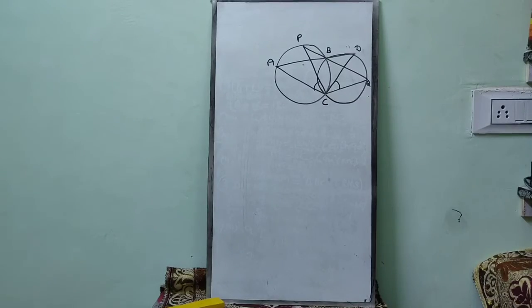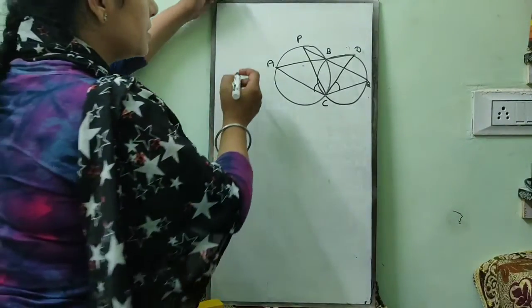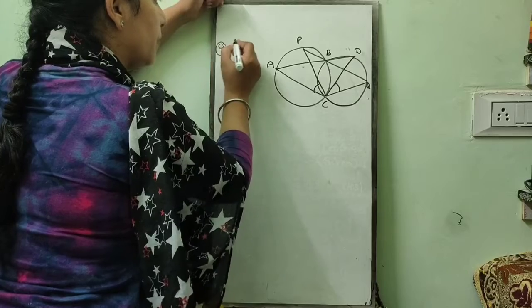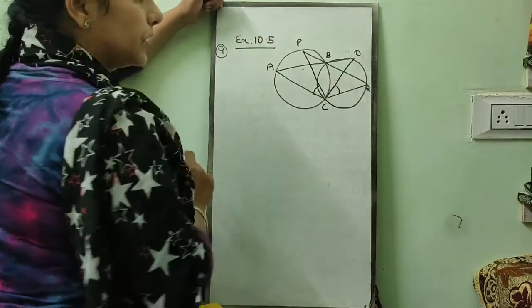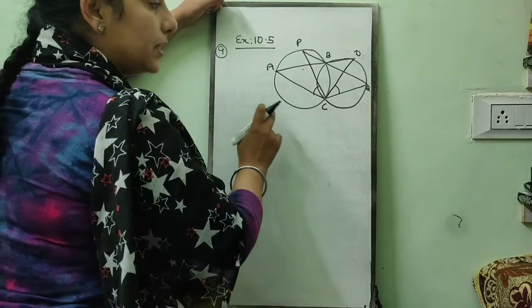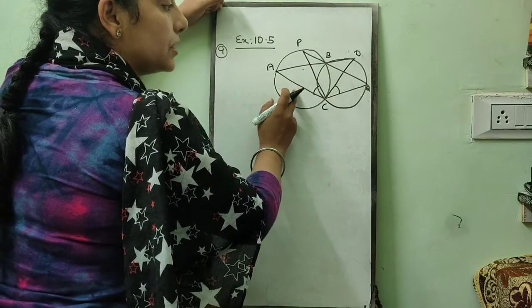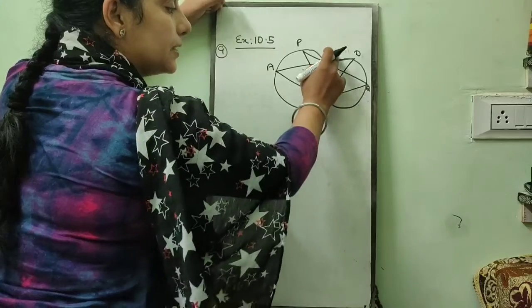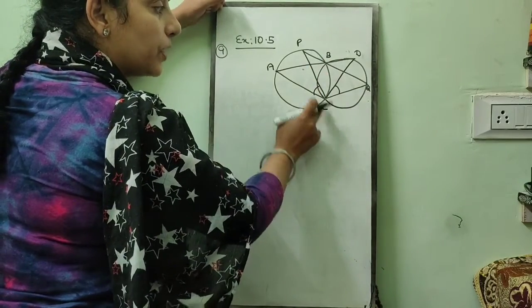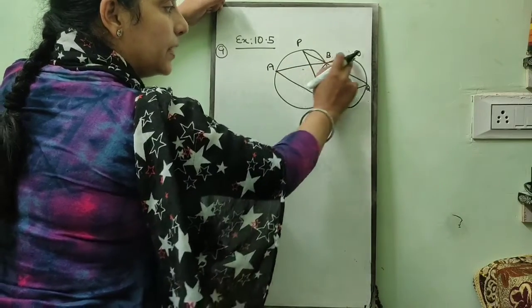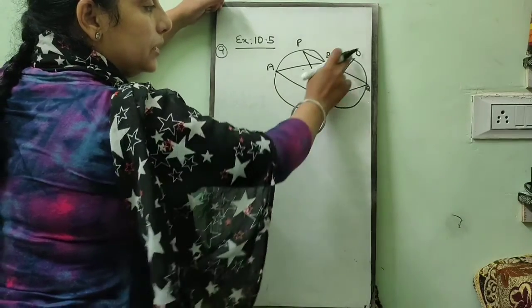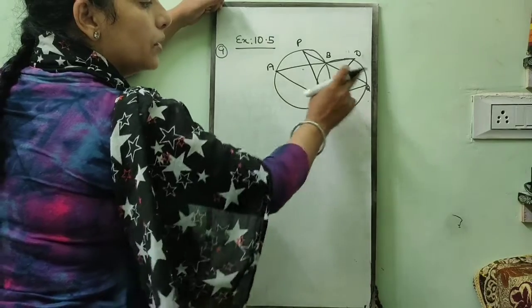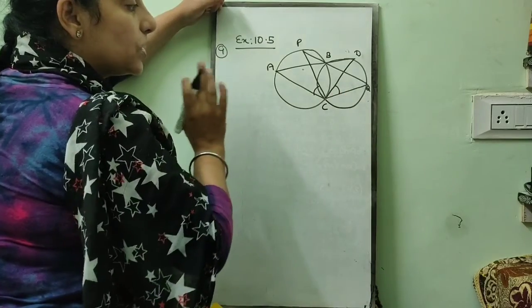Yes students, now I am going to start with sum number 9 of exercise 10.5. Clear? In the statement, it is given that these two circles are intersecting at points B and C. PBQ is a line, ABD is a line, and P is joined to C, D is also joined to C, Q is joined to C.